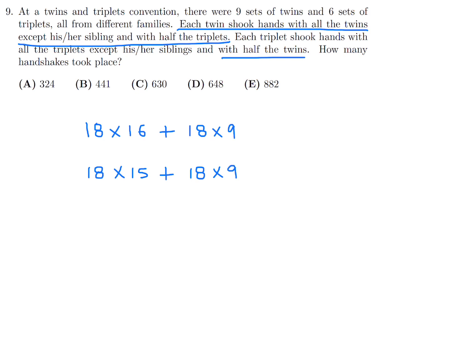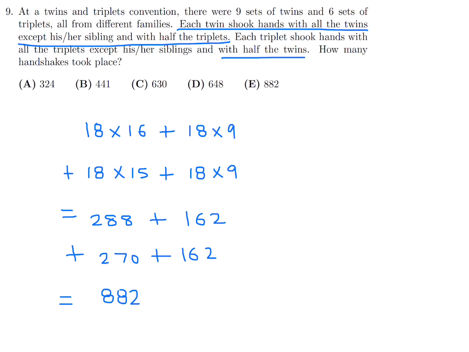So this is the total, and this is going to be 144 plus 162 plus 288 plus 162 plus 270 plus 162. And that is equal to 882, which is one of the answer choices.